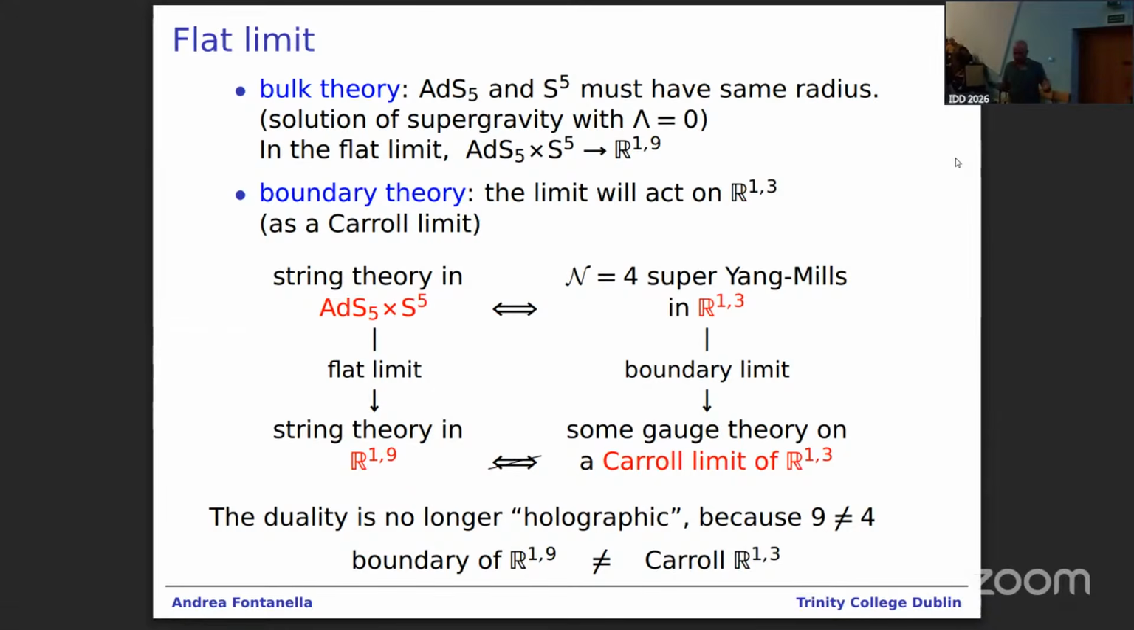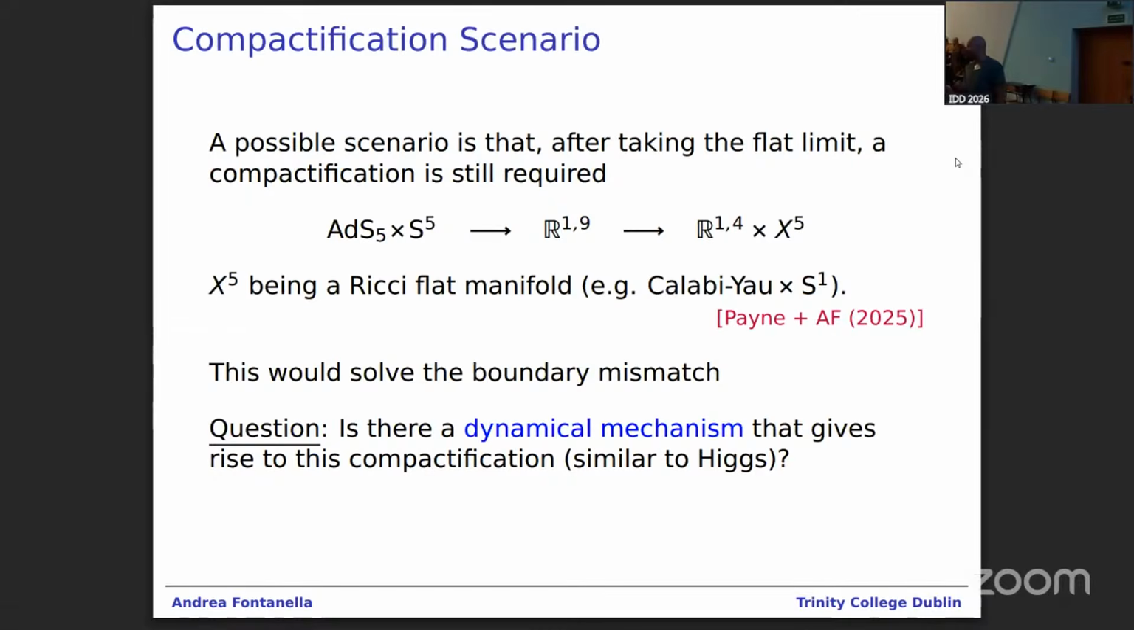Well, I think the problem is still very much ongoing and open, but I have to say that one proposal we came up with is a compactification scenario. What we propose is that after taking this flat limit, when you flatten completely out AdS5 cross S5, there could be an extra compactification that is still required, which adjusts the dimension of the bulk and the boundary. The boundary stays four-dimensional, but the bulk goes down to something that is five-dimensional times an internal Ricci flat manifold. And this needs to be Ricci flat because it needs to satisfy, of course, the supergravity equations of motion at zero cosmological constant.